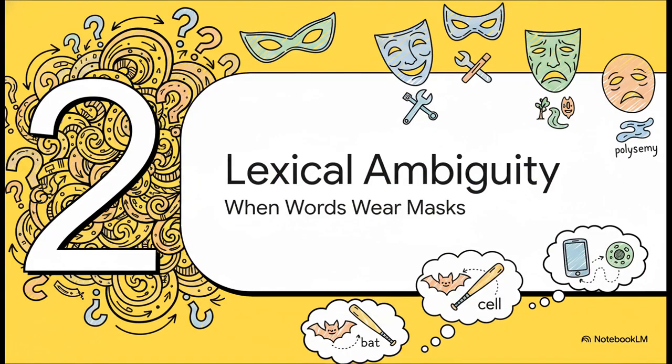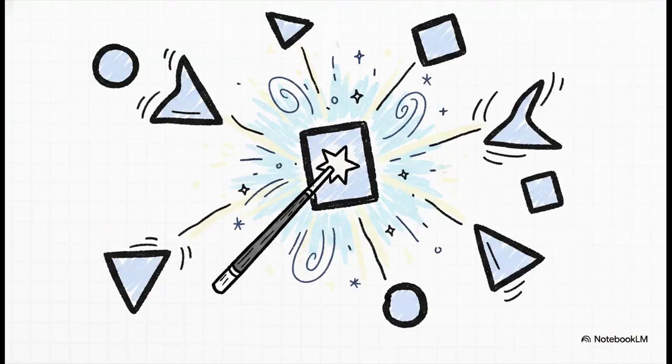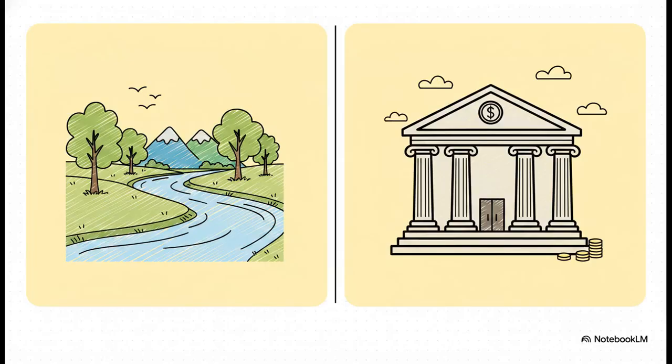Moving right along to layer 2, lexical ambiguity. This is when words wear masks. We hit this wall when a single word has multiple competing meanings. Think about this incredibly common 4-letter word, bank. We use it all the time without a second thought, right? But it can completely alter the reality of a sentence. Like, are we talking about sitting on a geographical dirt slope next to a river, or are we talking about the financial institution holding your cash? The word bank is wearing a mask here, and it completely relies on the rest of the sentence to lock down its true identity. That is classic lexical ambiguity. Resolving it means you really have to pay attention to the company the word keeps.